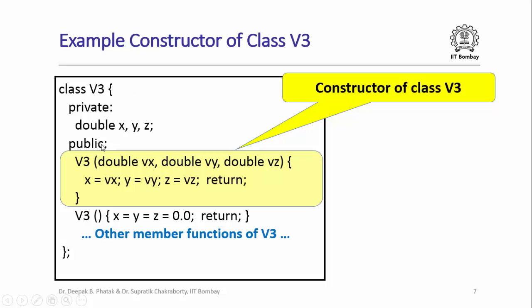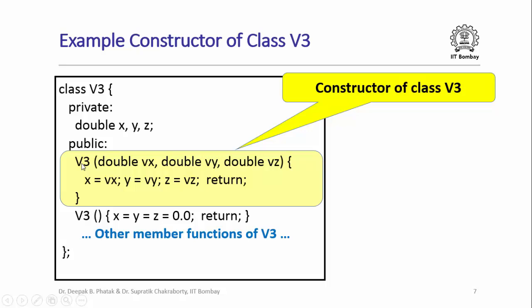Note that I have put this constructor function's definition within the public block. And what does this constructor function do? It takes three double-valued parameters and it assigns them to the private data members x, y, and z.